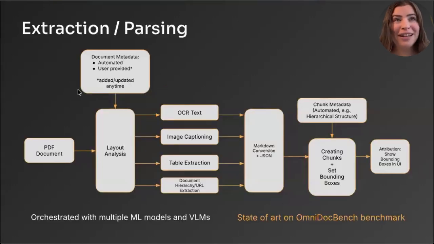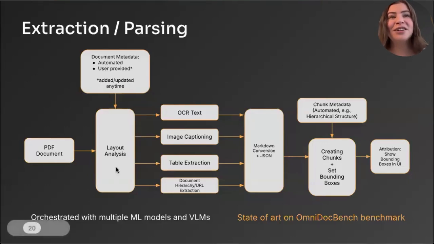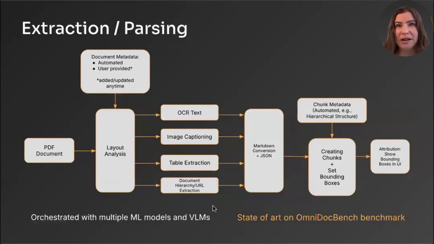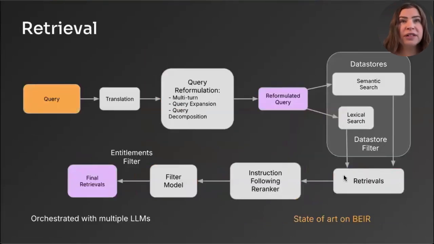Our extraction parsing pipeline is set up to handle images and tables especially well. So we have a layout analysis component. There's orchestration with multiple ML models and VLMs to OCR the text, caption images, extract tables, and then extract the document hierarchy and URLs. And then we are adding the metadata as well to then create the chunks and set bounding boxes. This is a big part of what enables these bounding boxes in the UI. For retrieval, we have a more complex system for this.